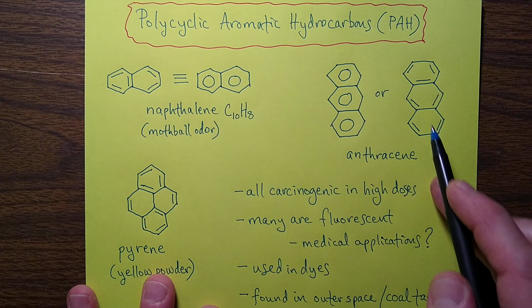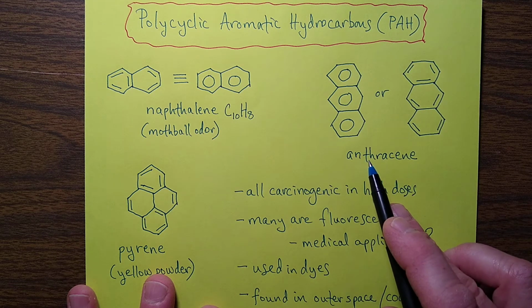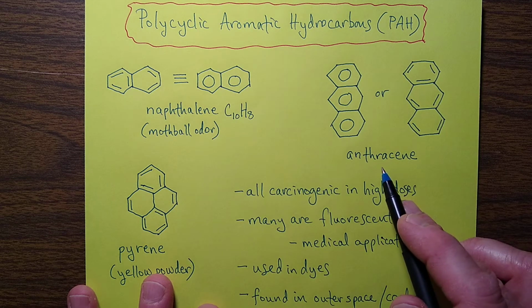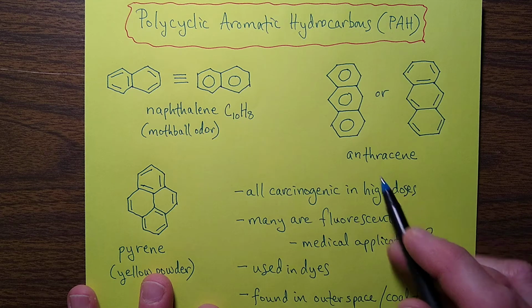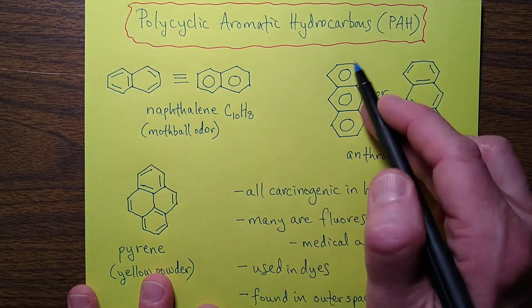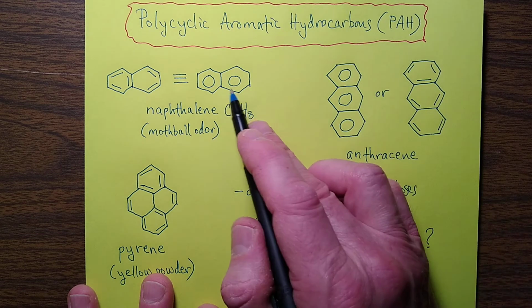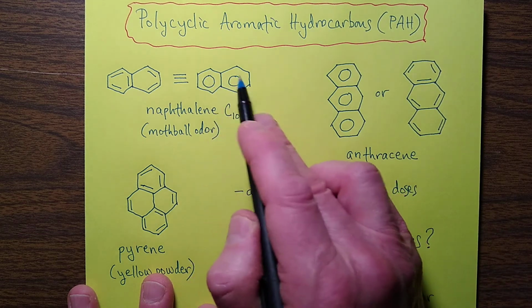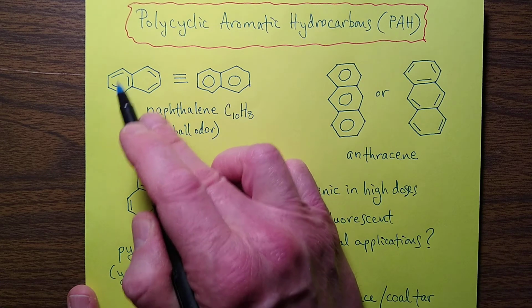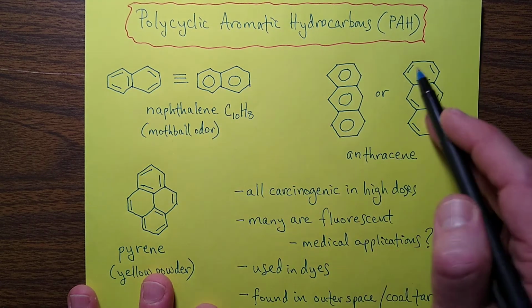Another important hydrocarbon is called anthracene, A-N-T-H-R-A-C-E-N-E. I have no idea where these names came from, probably Latin and Greek words. This is a 3-fused benzene ring, so just add another one here and you get anthracene. Notice how I'm drawing them as well, either with the circle inside the ring or with the alternating single and double bonds going around the ring.